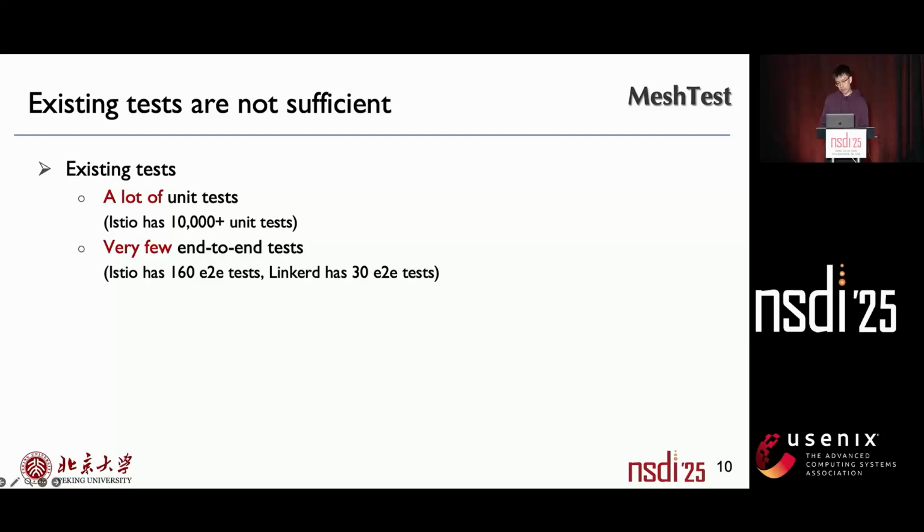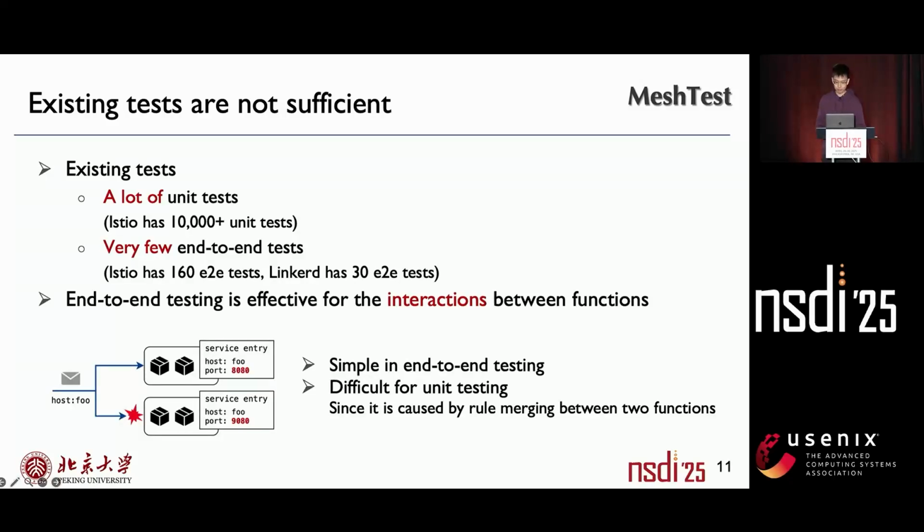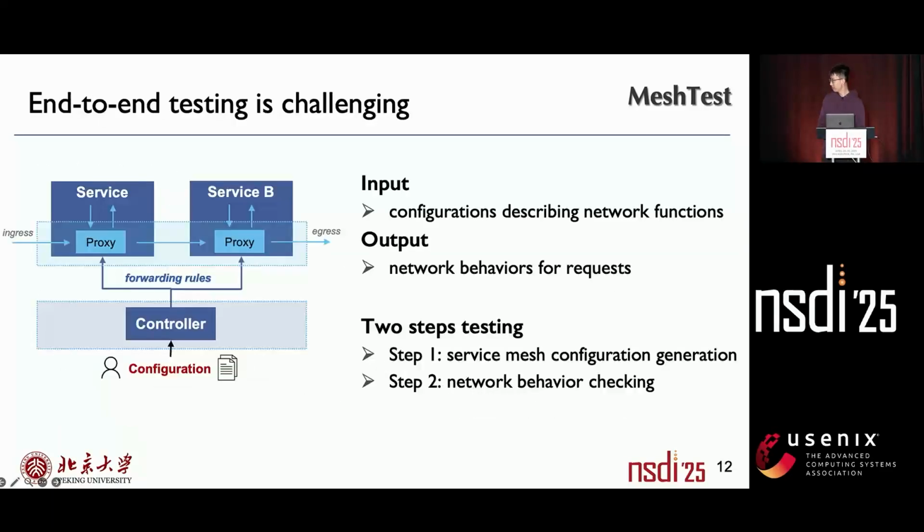An important reason for the vulnerabilities is the insufficient testing. We found that the majority of existing tests are unit tests. For example, Istio has more than 10,000 unit tests. However, they have very few end-to-end tests. Istio and Linkerd, the two most famous service mesh systems, only have 160 and 30 end-to-end tests. The lack of end-to-end tests makes the service mesh not reliable enough, especially in the interactions between network functions. The bug mentioned before is very simple for end-to-end testing, but difficult for unit tests to cover, because it is caused by the interactions between functions.